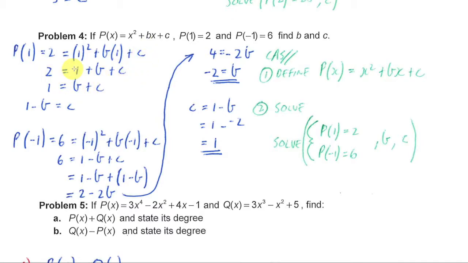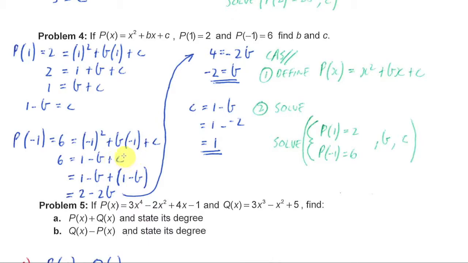I now have 2 equaling 1 plus b plus c, and you can see it becomes clear that 1 is equal to b plus c. Taking away b from both sides, I get 1 minus b equaling c. I'm now going to use the second bit of information. So p of negative 1 is equivalent to 6, which must equal negative 1 squared plus b times negative 1 plus c.